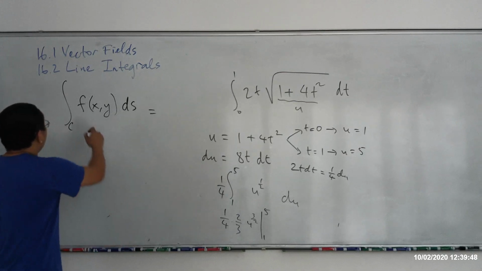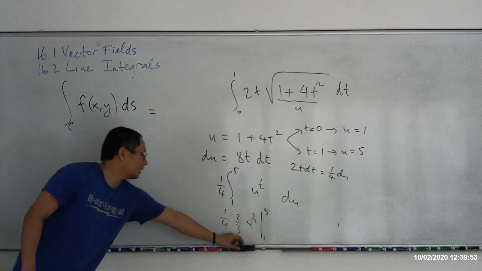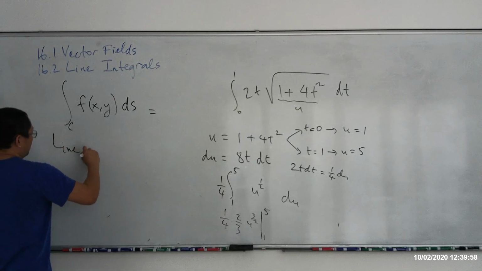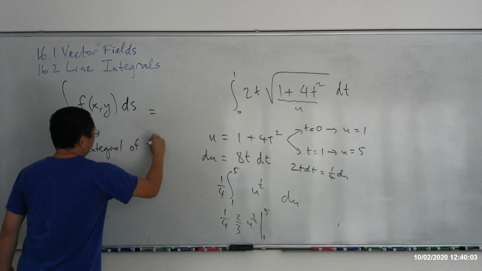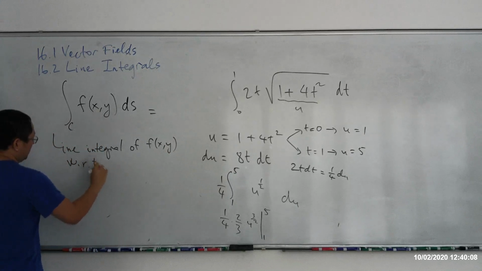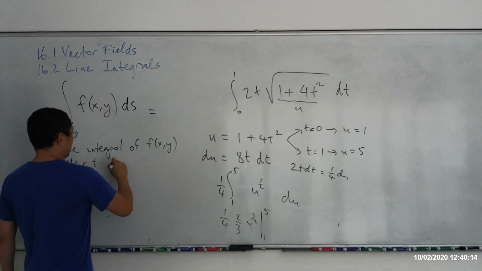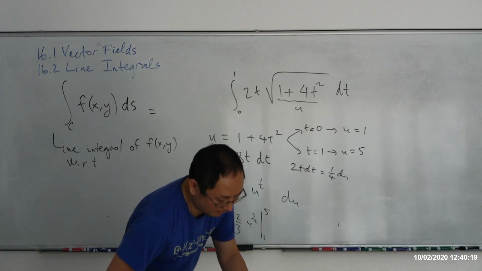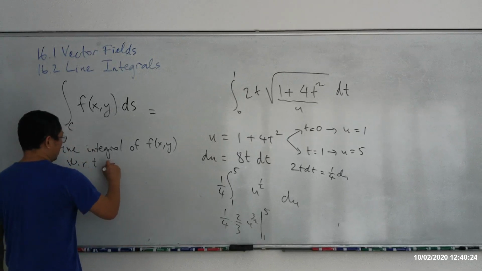So this one right here, we say it is the line integral with respect to the curve C. And we write it this way: line integral of the function f with respect to the curve C. This is how the book writes. Let me go back to the arc length, with respect to the arc length.